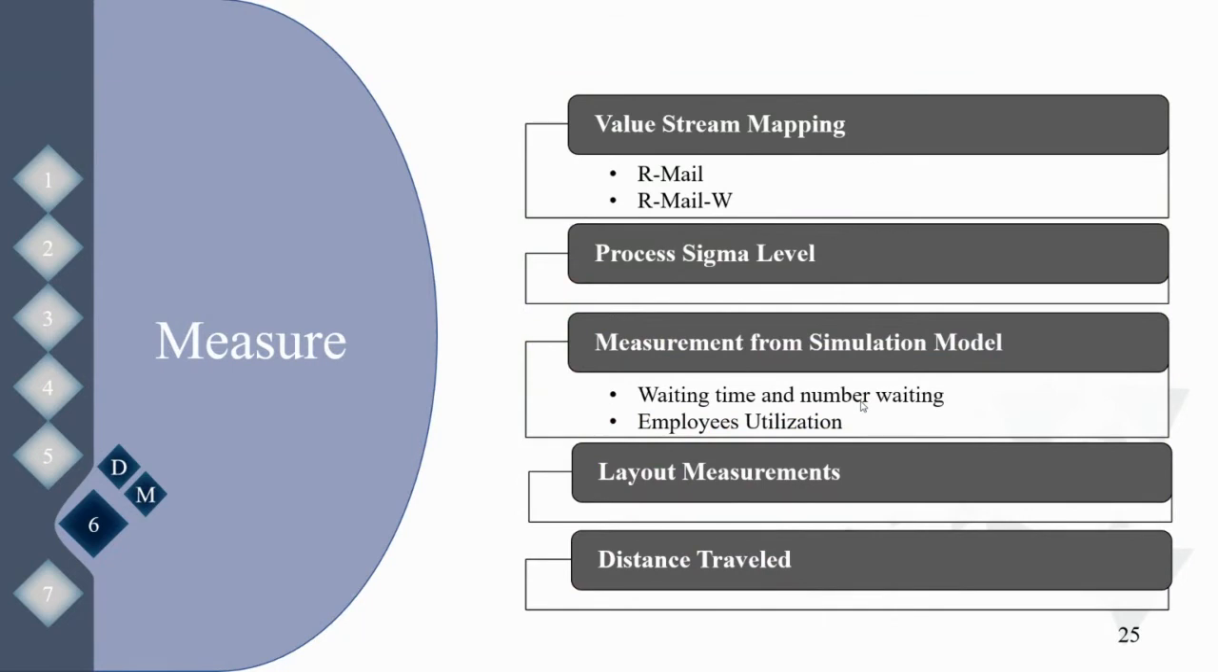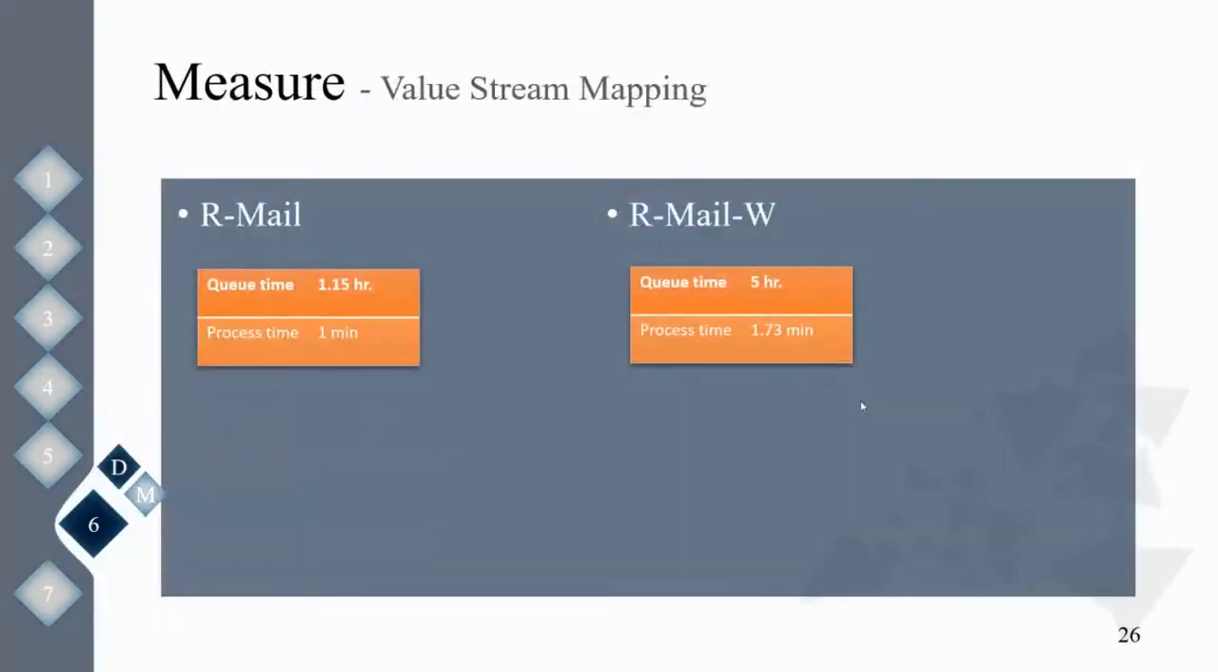Thank you, Abdullah. For the measure phase, we have a total of 5 tools that we used. The first one is value stream mapping, and the outcome of that tool is that the queue time is 1 hour and 15 minutes for R mails, and the process time is 1 minute. For R mails WASL, the outcome is queue time 5 hours, and the process time is 1.73 minutes.